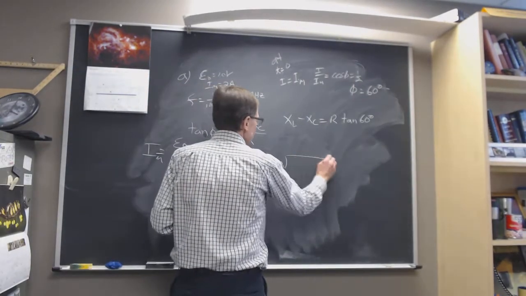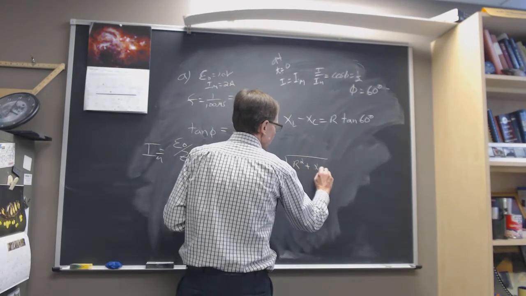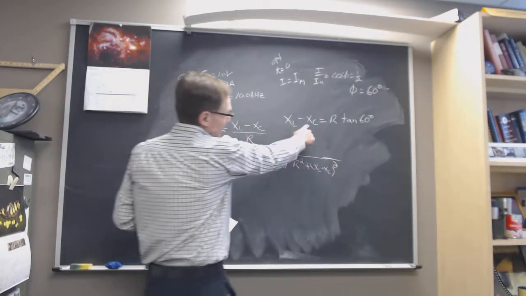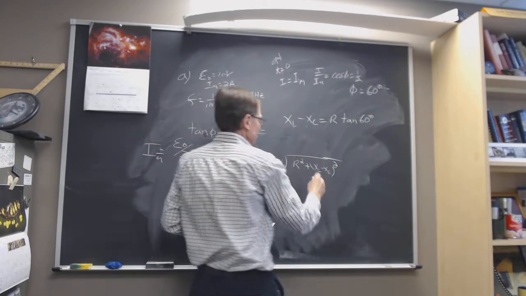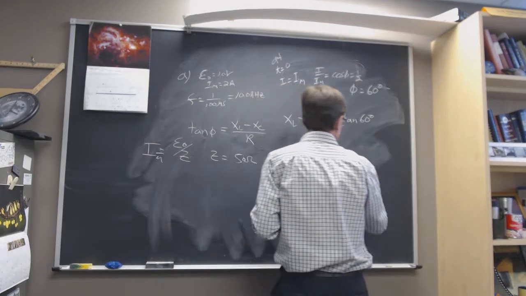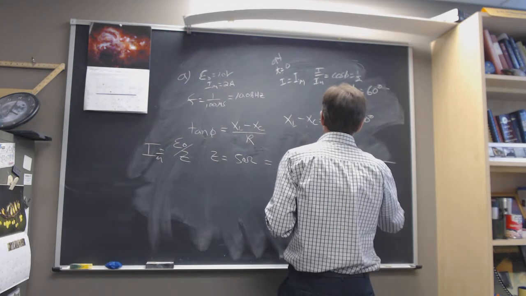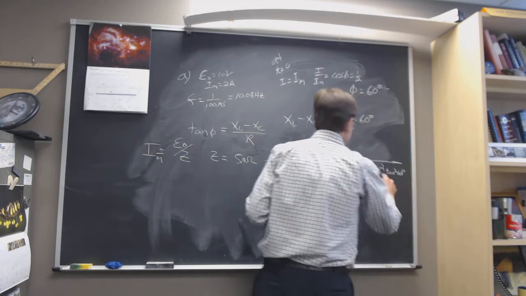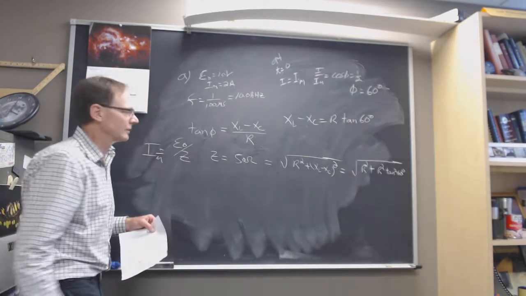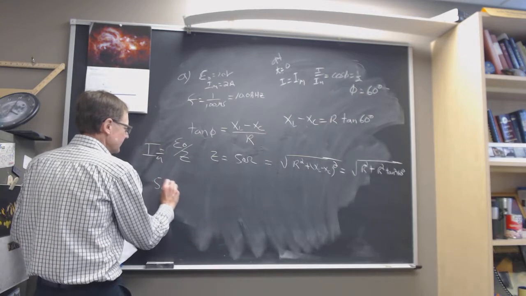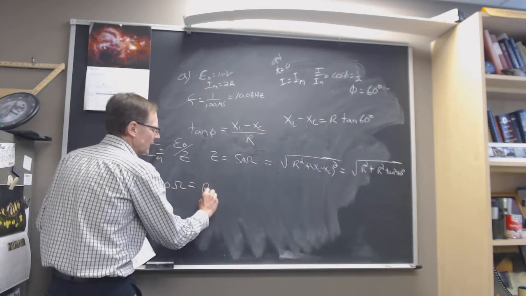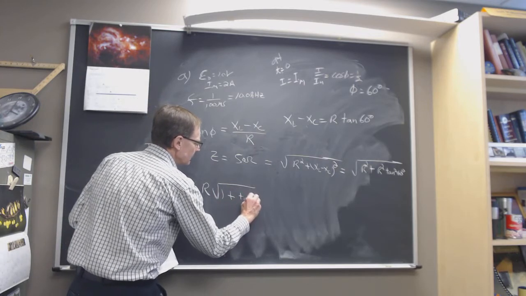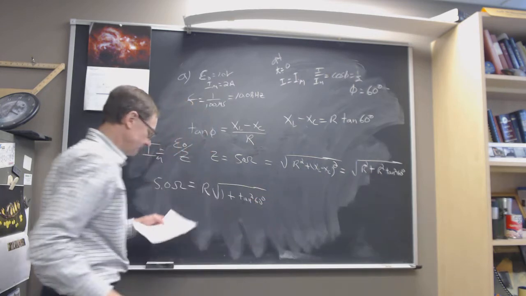That has to be equal to the square root of R squared plus X sub L minus X sub C squared. And we have what X sub L minus X sub C is right there. So we can stick that right in and say this has to be equal to the square root of R squared plus R squared tan squared 60 degrees. Factor out the R squared, comes right out of the square root sign, and so we get 5.0 ohms has to be equal to R times the square root of 1 plus tan squared 60 degrees. Okay?